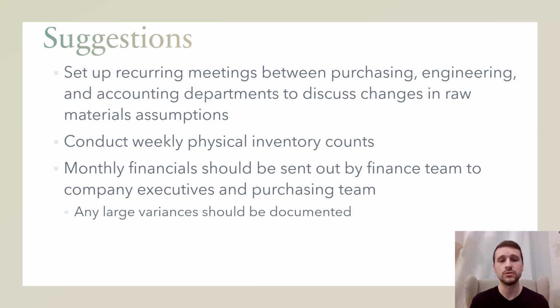My third suggestion would be to send out the monthly financials to company executives and the purchasing team as soon as the books are closed every month. I think this will really help ensure that executives are informed of any large variances immediately. And I think that any large variances should be documented by the finance team as well, so that executives can easily determine why variances occurred.